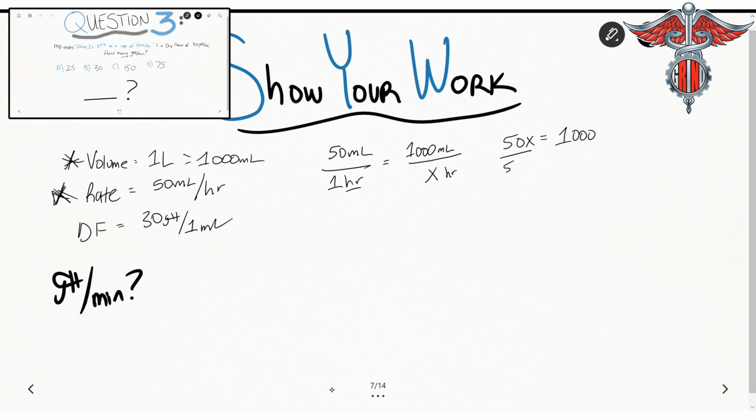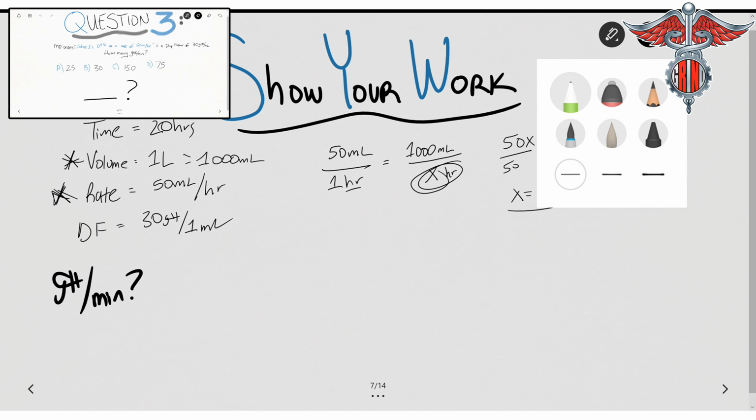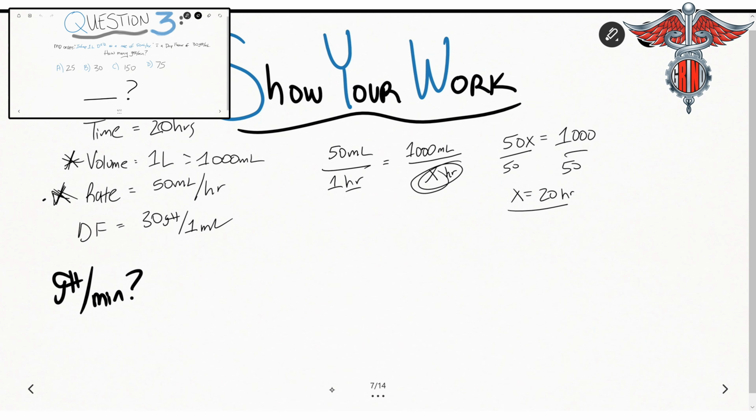And whenever you divide both sides by 50, X equals 20 hours. Remember, X stood for hours. X equals 20 hours. So now we know our time. Let's go ahead and write it over here since we know it now. And at this point, we no longer need this rate information. We'll just go ahead and get rid of that. 1,000 mils infused into this patient over 20 hours with a drop factor of 30 drops per 1 mil.